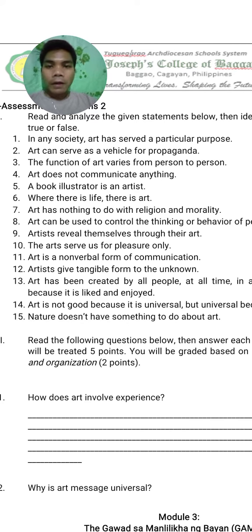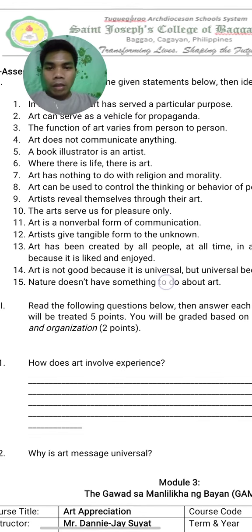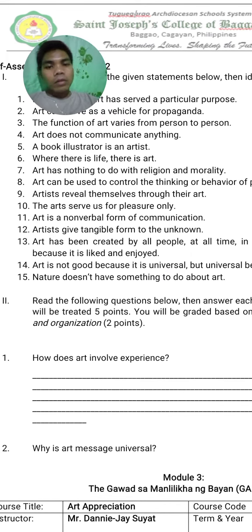Tama po? Kung sino po ang author ng book na ito, he is considered as the artist. Or kung sino po yung illustrator rather ng book na ito, siya po yung artist. Tama. Item number 6, where there is life, there is art.